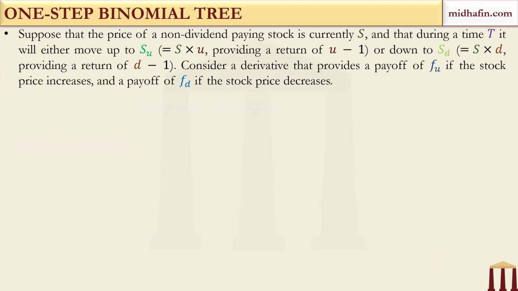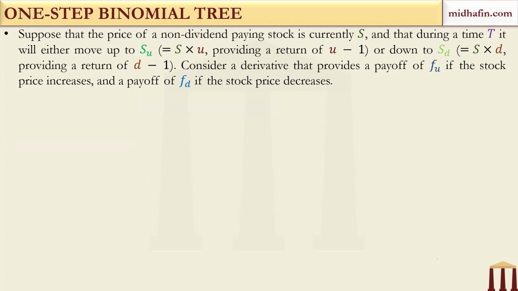Now, let's understand the one-step binomial tree method. Here I have taken a very simple example where we have a non-dividend paying stock, which is currently priced at stock price S. That's the price today, and the option has a time to maturity of time t. Over this time, the stock price can move up to a new price SU, which is calculated as S times U, where U is the up factor.